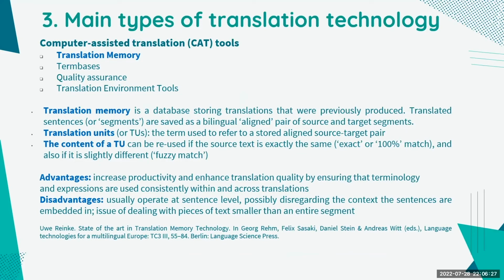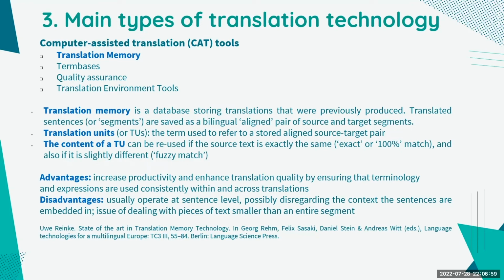There are some major components for CAT tools. Translation memory is a database storing translations that were previously produced. So the translated sentences or segments are saved as a bilingual pair of source and target segments. Translation unit refers to the term for a stored aligned source-target pair.